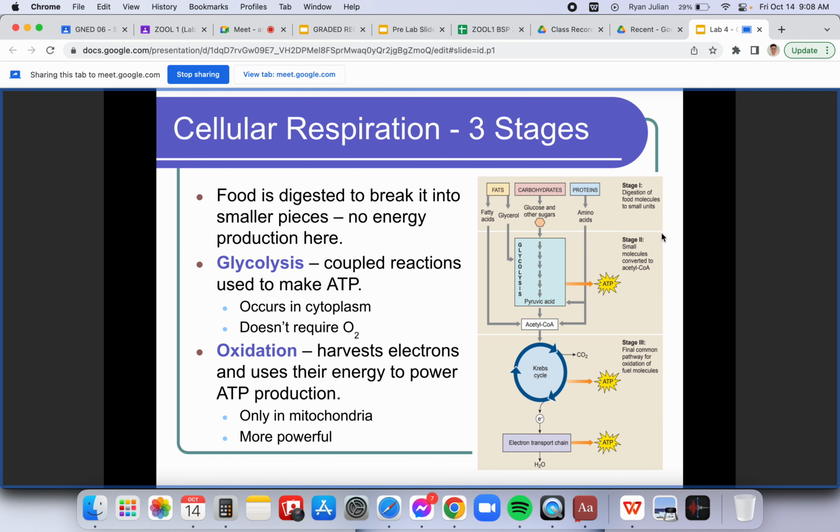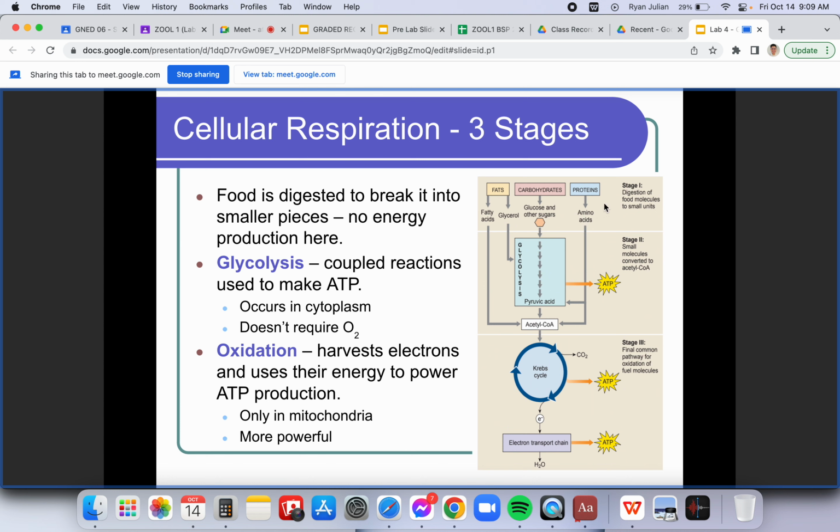We have the various stages of cellular respiration, starting from stage 1, stage 2, and stage 3. Let's talk about the digestion of food molecules to smaller units. Fats will be converted into fatty acids and glycerol. Carbohydrates are mostly converted into glucose and other forms of sugars, which include fructose as well. And proteins will be broken down into amino acids.